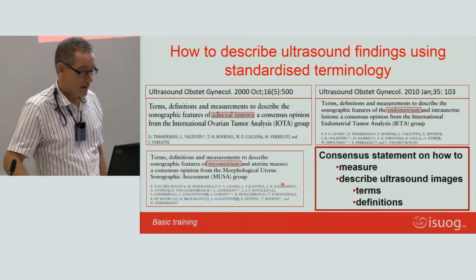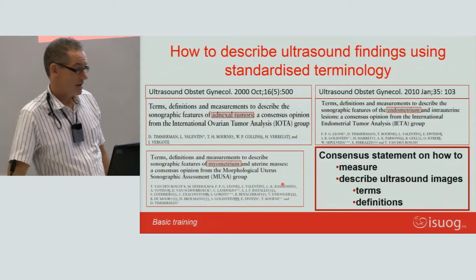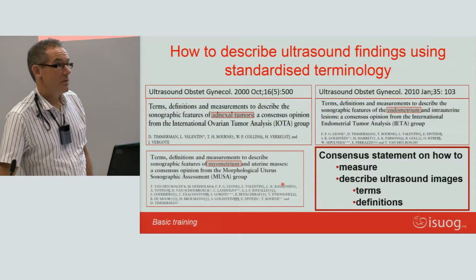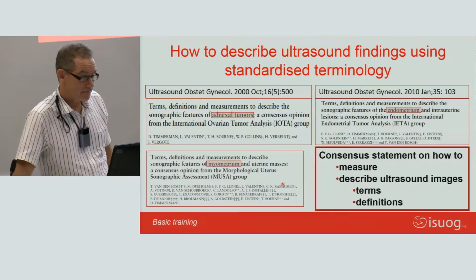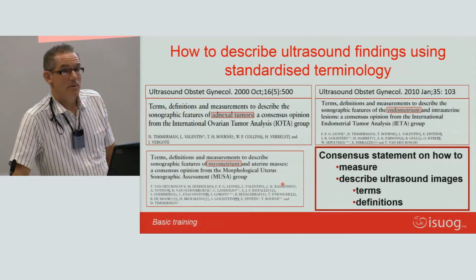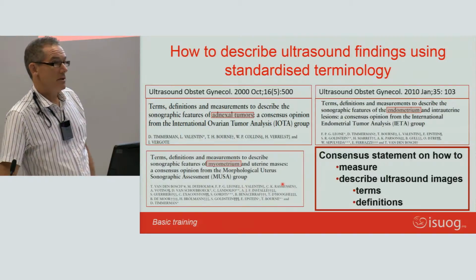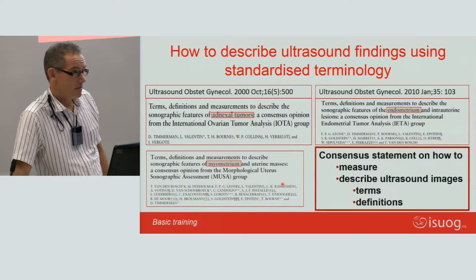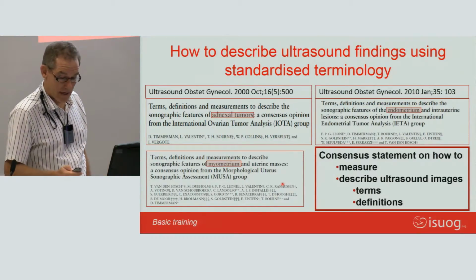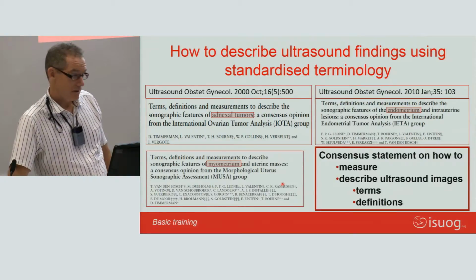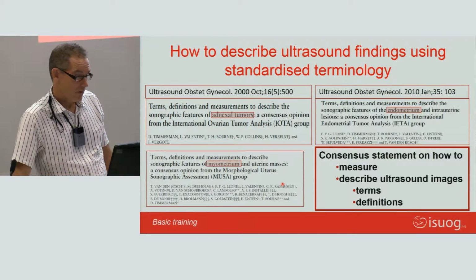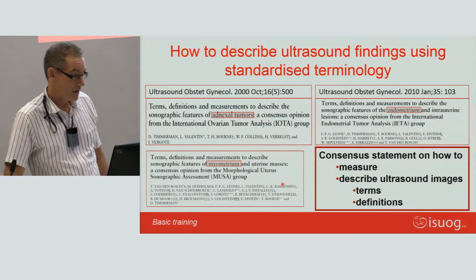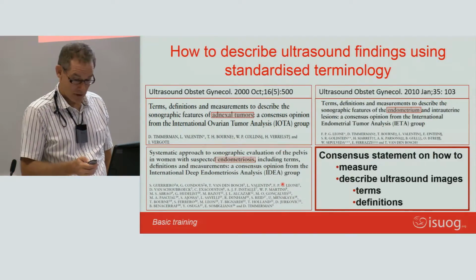Okay, so the one thing that ISUOG has done is there are consensus guidelines now. For a number of years there's been IOTA, which has looked at terms, conditions, and the way we measure ovarian tumors. There is the IETA, which is the examination of the endometrium. Recently, there's been the MUSA, which is the myometrium, and then last year, I think August, there was the release of the IDEA, which is the endometriosis consensus statement. So if you're interested in gynecology scanning, then I suggest you read all four. They're available online and very easy to access, and they have great pictures and it's easy to understand.